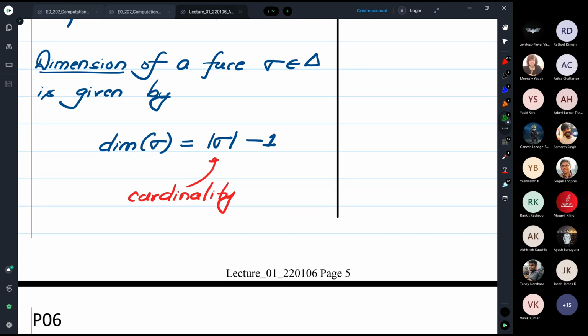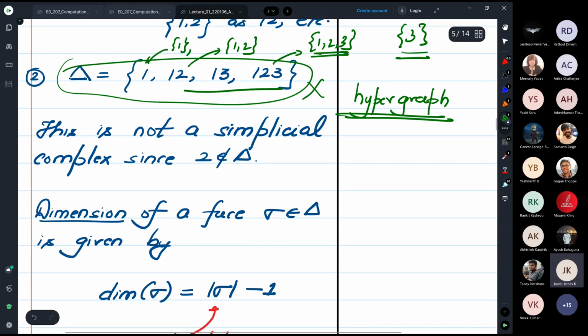In relation to what are simplicial complexes and so on. Yes, Jacob, go ahead. Sir, can you repeat that last point? The last part was this is not a hypergraph. Is that what you want to know?